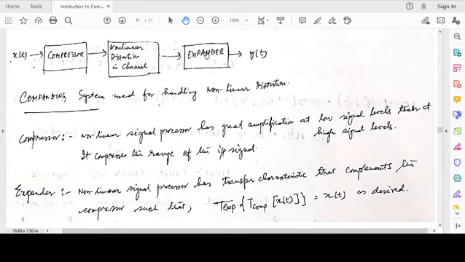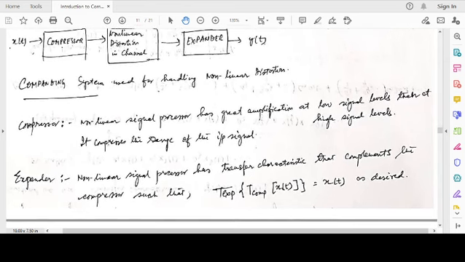So you have two nonlinear blocks. See, nonlinear distortion cannot be corrected by using an adaptive equalizer or an equalizer in the analog domain. You cannot use a linear system to correct a nonlinear distortion. You have to use two nonlinear blocks to correct this. Fine. So what does a compressor do?